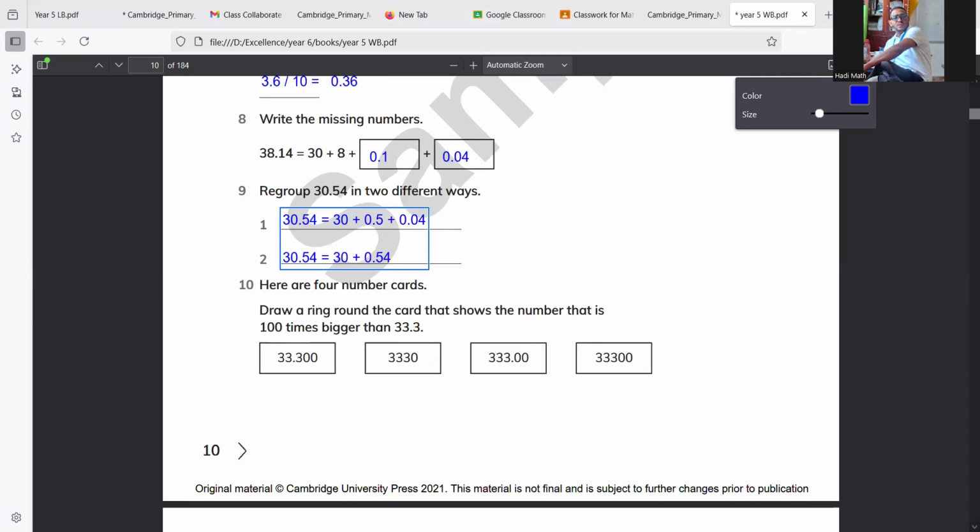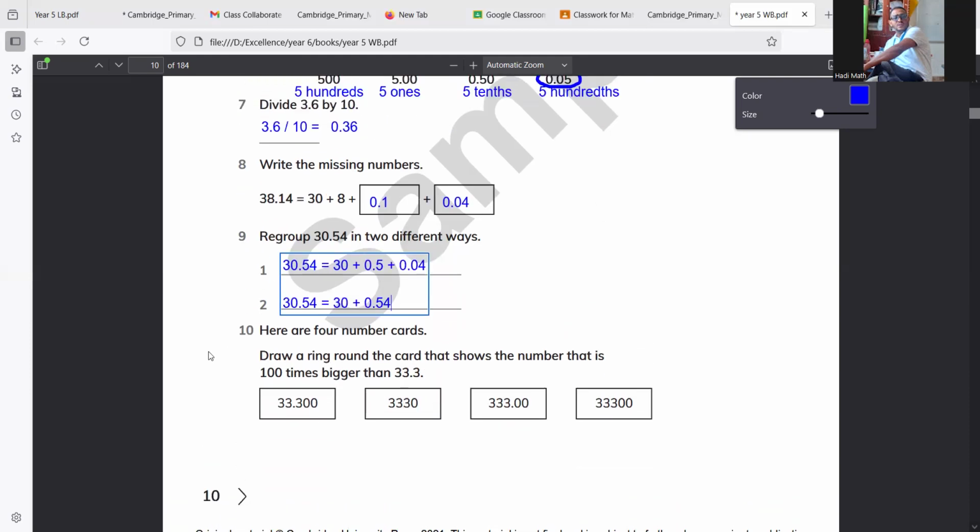Let's go to the last question in part 1. They say here are 4 number cards. Draw a ring around the card that shows the number that is 100 times bigger than 33.3. When we say 100 times bigger, it means multiply by 100, so 33.3, we multiply by 100. Remember, when we multiply by 100, we put 2 zeros. But here we have a decimal point. So here we move the decimal point 2 places to the right. It is 33.3. This decimal point, you take it from here and you move it 2 places.